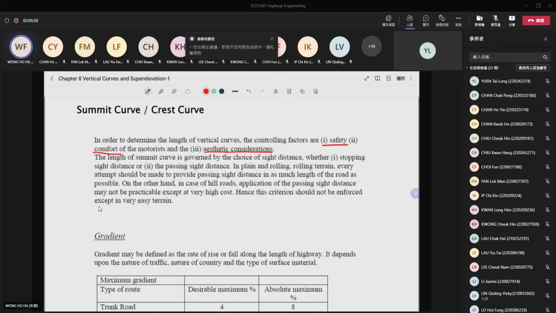And then the length of this curve is usually governed by the sight distance. And usually this sight distance should be equal to the stopping sight distance. Because, as I mentioned, the length of the vertical curve should be enough to provide the stopping sight distance so that the vehicle will not hit an obstruction ahead. So we will derive the length of the vertical curve very soon. It depends on the sight distance of the vertical curve.